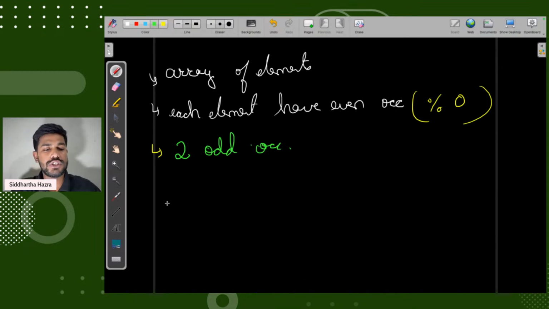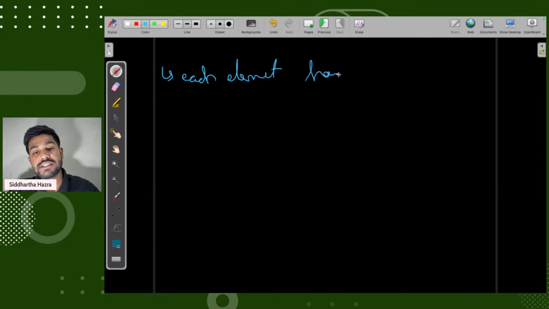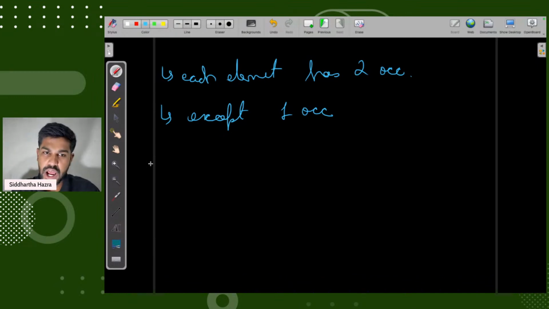If you observe, even occurrence means each element is present two times, and odd occurrence, what does it mean? The odd values can be 1, 3, 5. So we can take into consideration that each element has two occurrences, except two elements which have one occurrence. I hope I make sense.